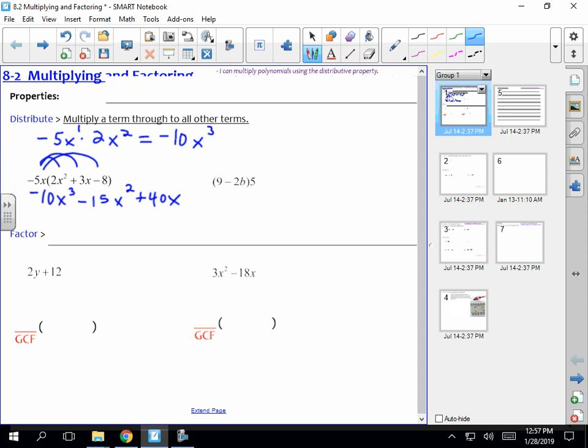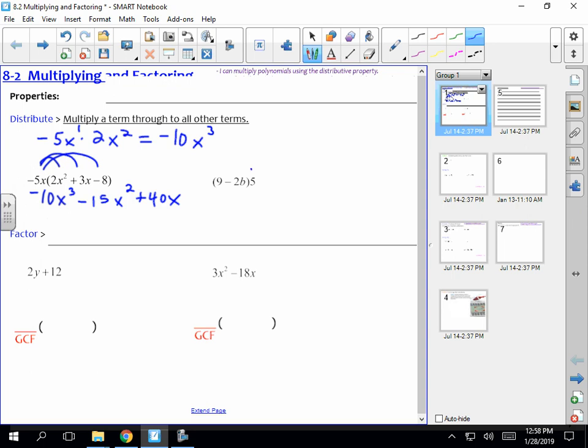So it does connect to what we did last chapter. When you multiply two letters that have the same base, we add the powers, and we multiply the numbers out in front. So negative 10x cubed minus 15x squared plus 40x. You don't need to show this work up here. This is what we learned last semester. You're doing that, hopefully, at this point in your head, doing the multiplication in your head, adding the powers in your head, right? I could do that.